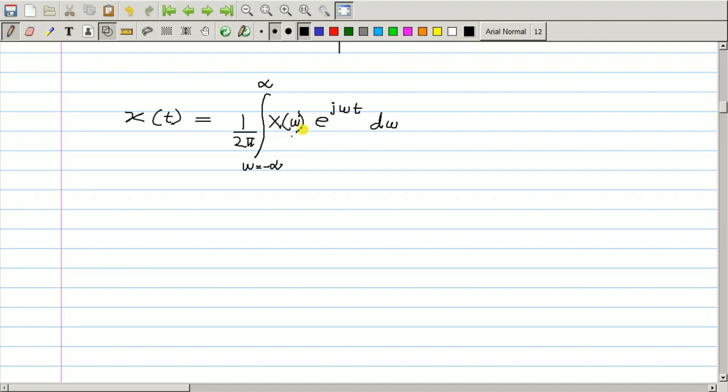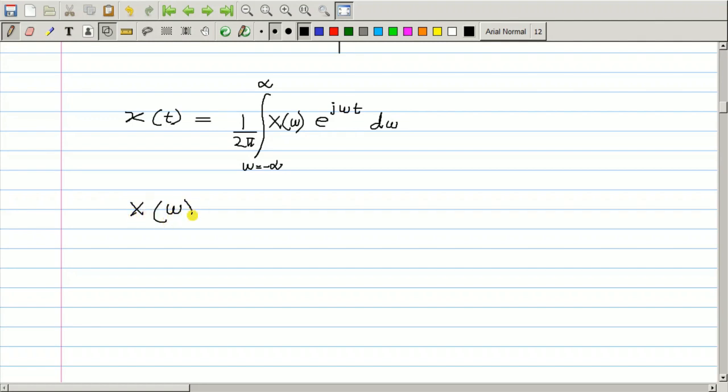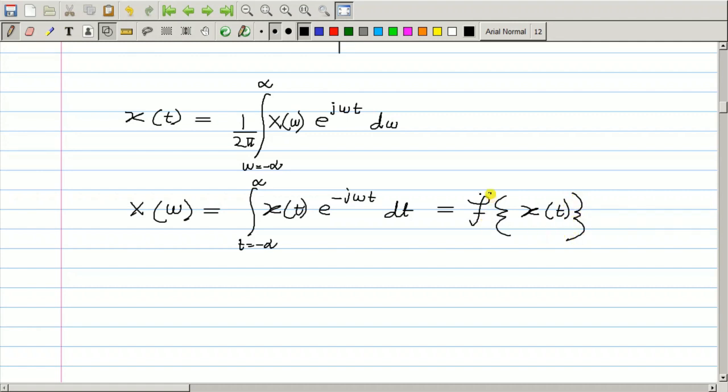And to determine the amount or amplitude of the different frequency components, that is capital X(ω), you can use this rule. Capital X(ω) is equal to the integral of x(t) e^(-jωt) from time minus infinity to plus infinity. This capital X(ω) tells us the different amounts of different frequency components present in this small x(t). This is also called the Fourier transform of the signal small x(t), which we denote with this curly F, F for Fourier transform.